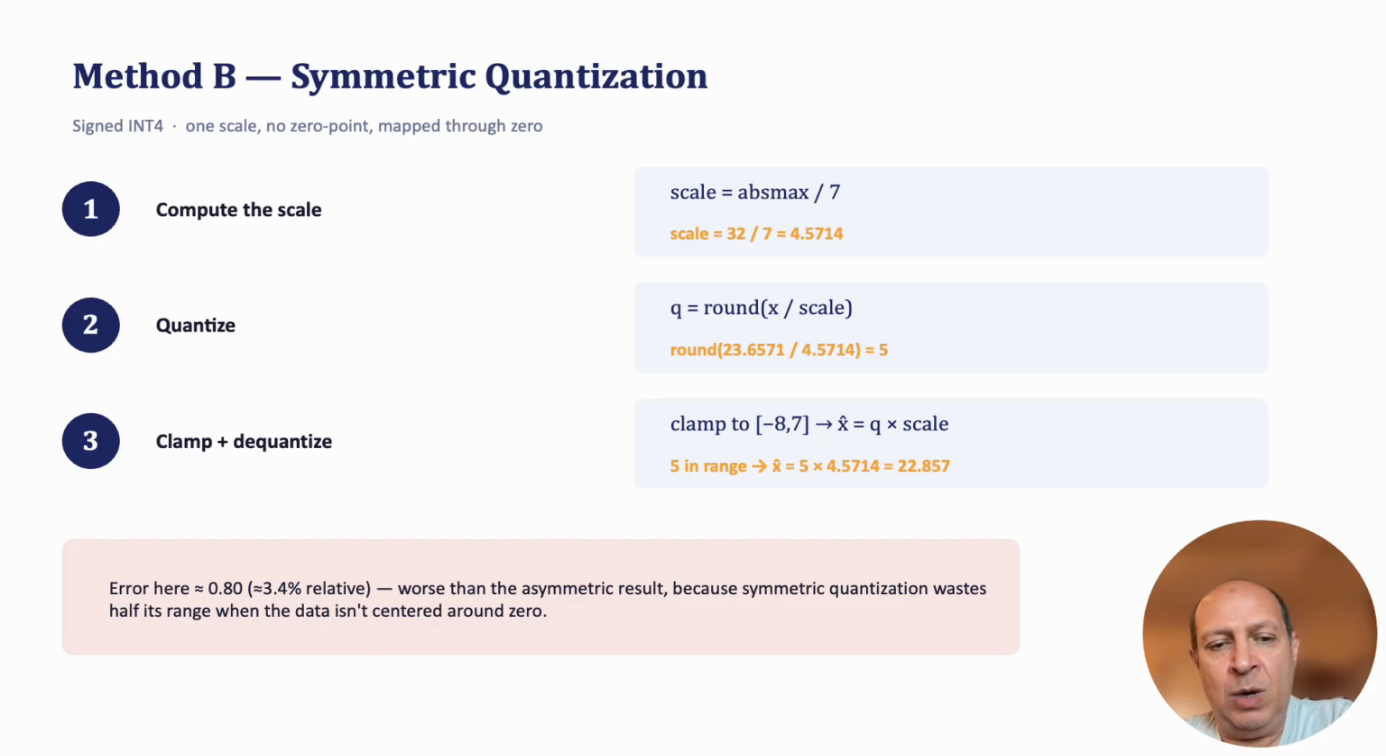Now, if we are to dequantize it, the formula is x hat equal to the quantization level multiplied by the scale. So it is 5 times 4.5714 equal to 22.857. Now, I want you to look at the original number, which is 23.6571, and then the dequantized value we obtained, which is 22.857. Obviously, there is an error. There is a difference between the two numbers equal to 0.8. This 0.8 represents 3.4% relative error. Obviously, it's larger here.